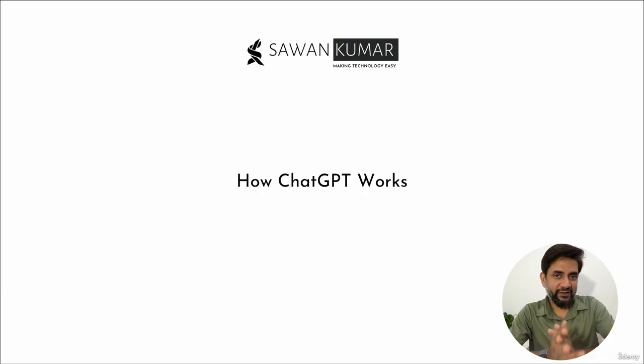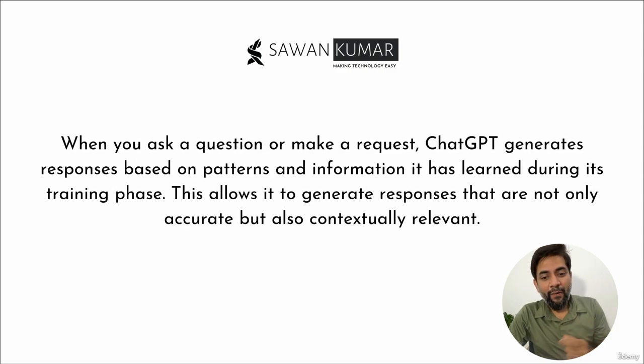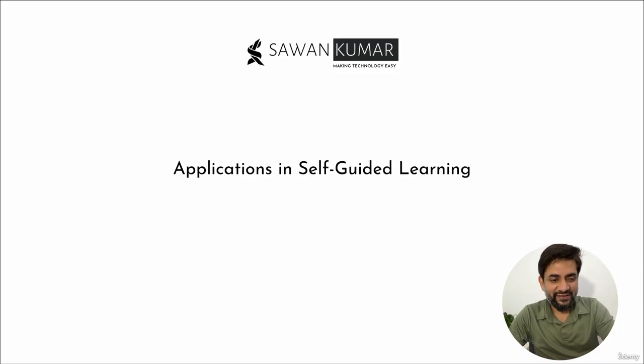So how does ChatGPT work? Let's break down how ChatGPT works. At its core, ChatGPT uses machine learning algorithms to analyze the text it is trained on. So when you ask a question or make a request, ChatGPT generates responses based on patterns and information it has learned during its training phase. This allows it to generate responses that are not only accurate but also contextually relevant. Like I said, if you are a kindergarten kid or a scientist, you will get responses that are contextually relevant for you. You just have to ask the right questions.